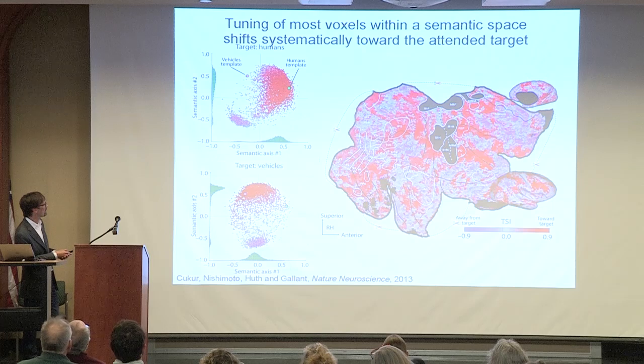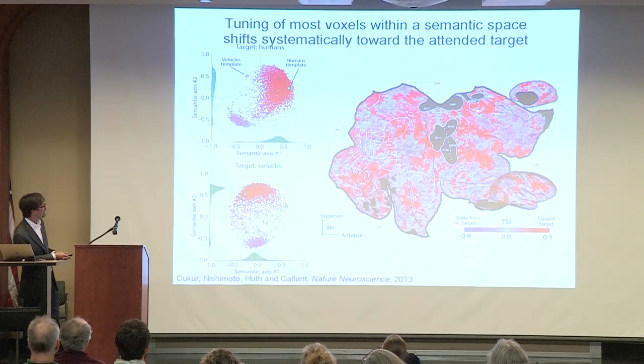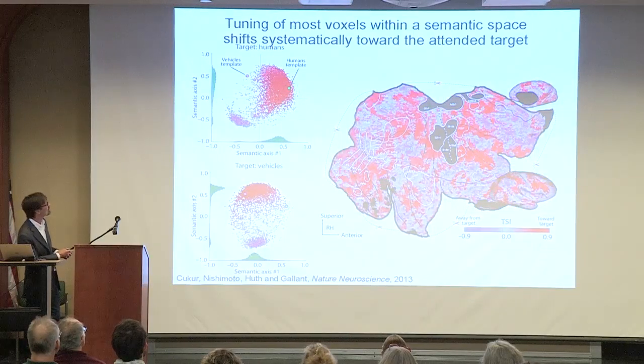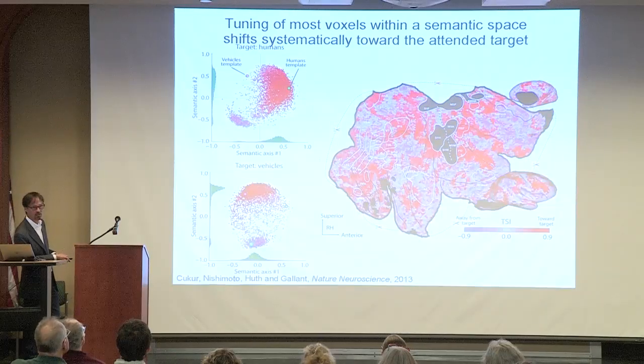And now when you're searching for vehicles, this is exactly the same semantic space. This is the humans template, this is the vehicles template. And you can see that the voxels now kind of shift up here. And now they're tuned more for the vehicle-y part of the space than for the human part of the space. Right? Except for these blue voxels, which actually shift away from the attended target.